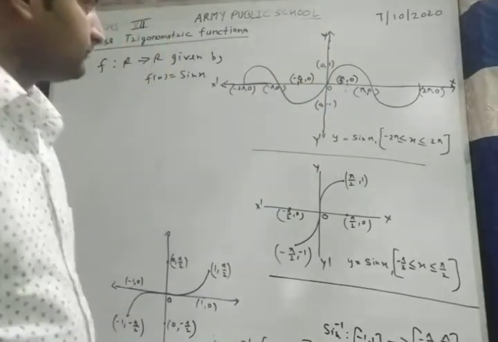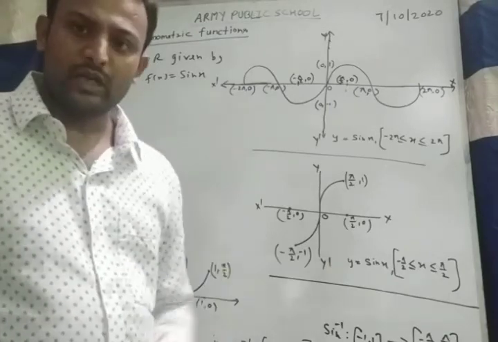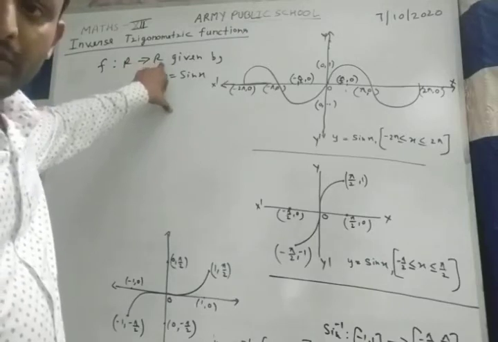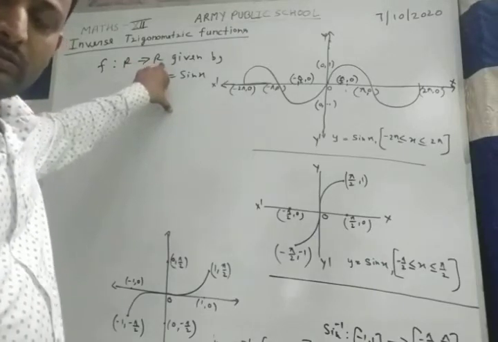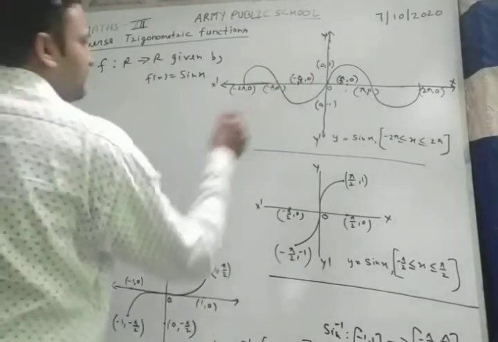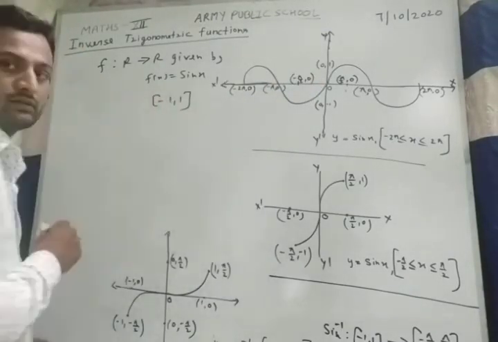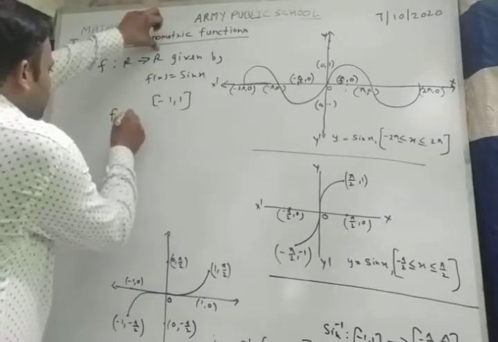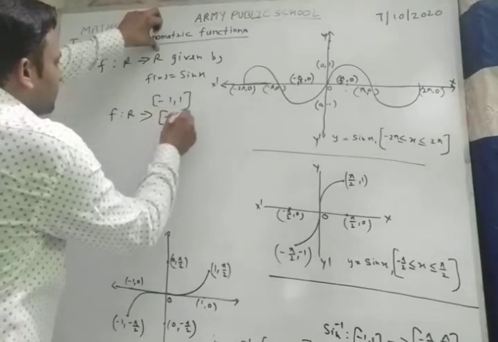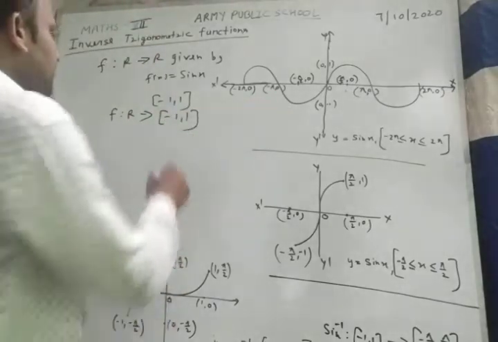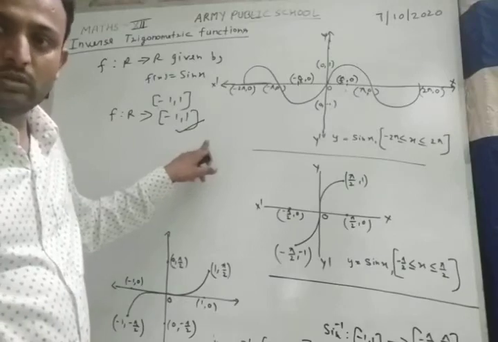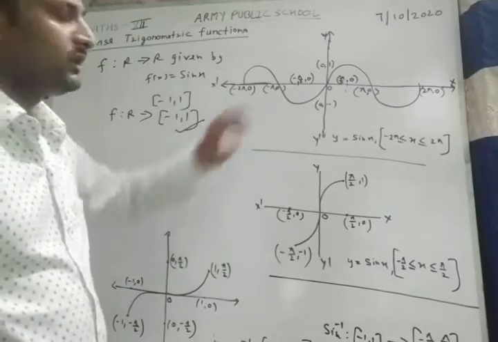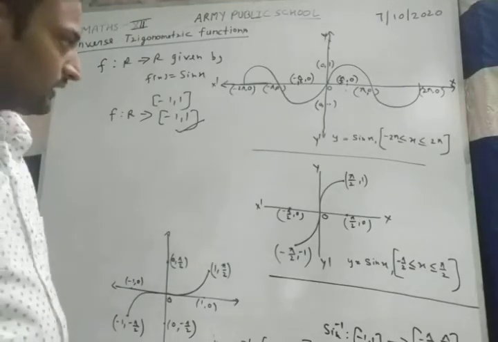Okay. Now we know that for a function to be onto, the range of the function must be equal to its codomain. The range of this function is minus 1 to 1. So if we replace its codomain with its range, then this function will be an onto function. Now, if we have to make this function one-one, what will we do here?